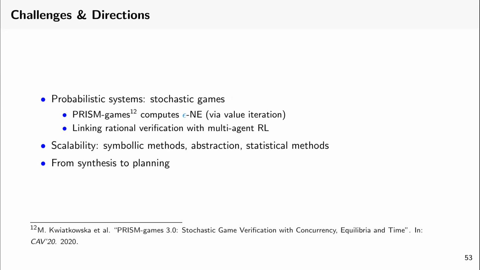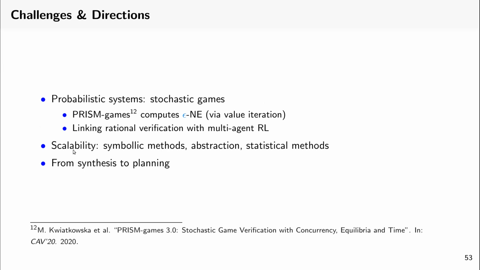Another avenue is to link rational verification with multi-agent reinforcement learning. So if we have stochastic games or Markov games, then obviously there is some connection with multi-agent reinforcement learning. So one of the future big challenges is how can we verify multi-agent reinforcement learning?